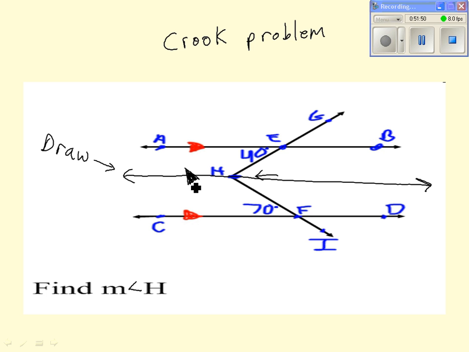Now, once I have that, I'm going to split off the top two lines, the one we drew and line AB up top here, and I'm going to use this as our transversal. This angle right here is 40 degrees. Can we find all these other angles in? Tell me what this angle over here is. This angle?